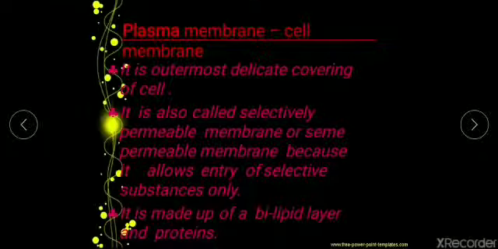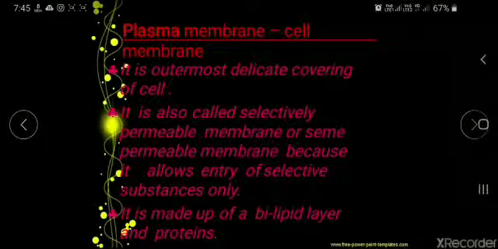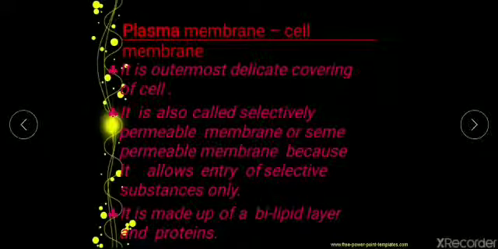Now cell membrane is also called selectively permeable membrane. Why is it called selectively permeable membrane? Because it allows only selected molecules to enter inside the cell. What do I mean by selective molecules? Basically, outside the cell, any component which is good for the cell, it will allow only those molecules to enter inside. If harmful components are present outside, these will not be allowed to enter inside the cell.